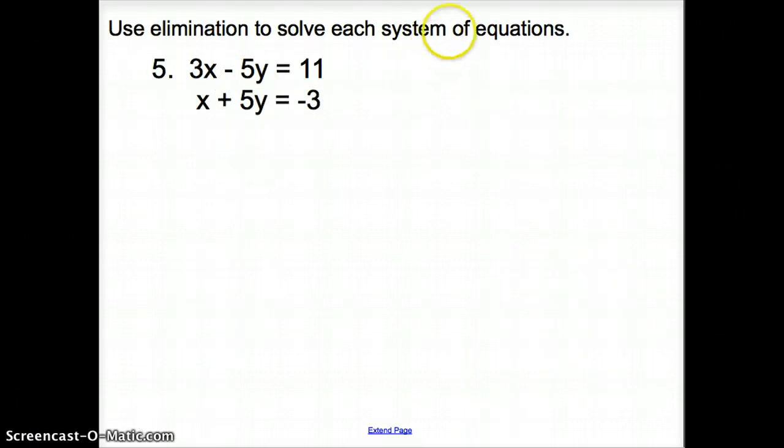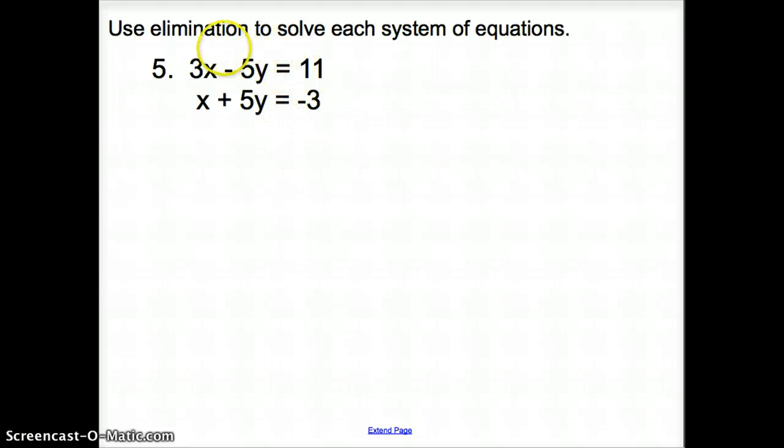Now we are going to use elimination to solve a system of equations. Elimination is where you are getting rid of one variable through addition or subtraction. So we look at our two equations that we have. We have 3x minus 5y equals 11 and x plus 5y equals negative 3.